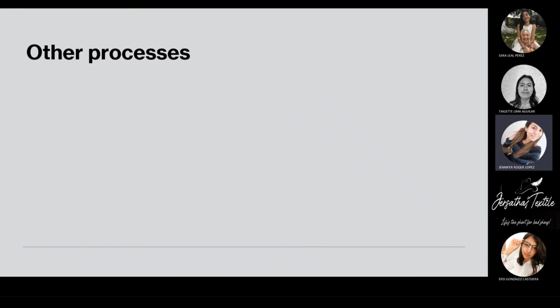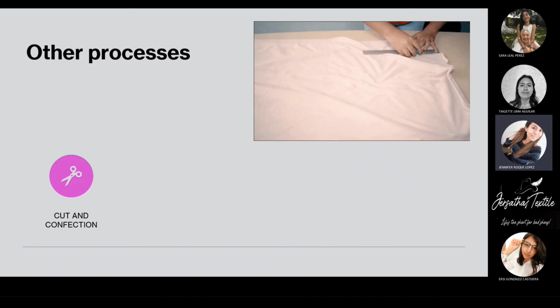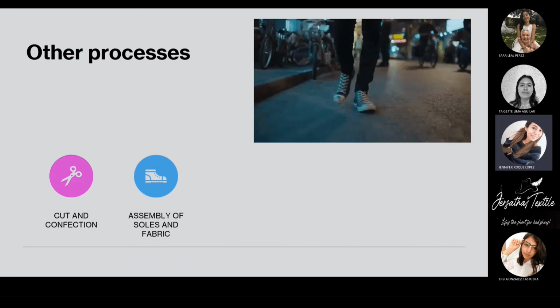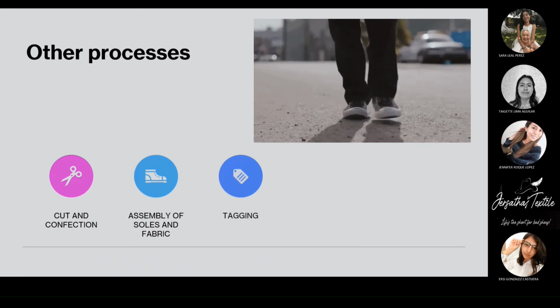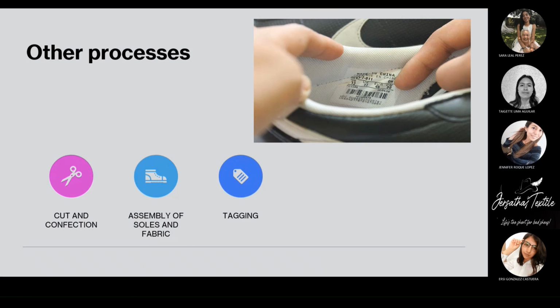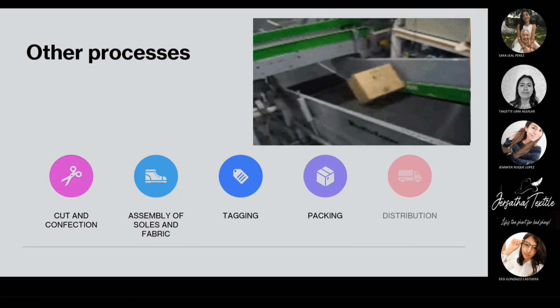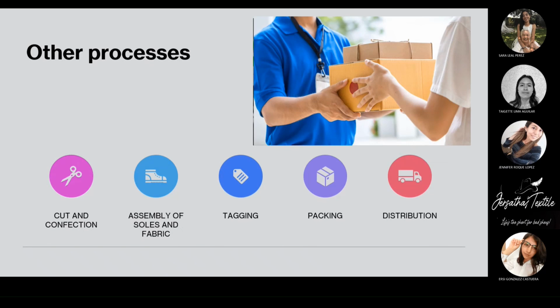And then the last processing steps to finish the tennis shoes are: number 1, cut and confection. Then assembly of soles and fabric. Packing, labeling, and distribution.